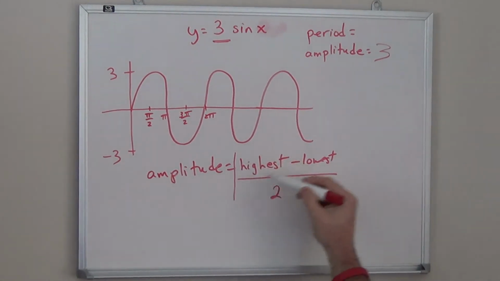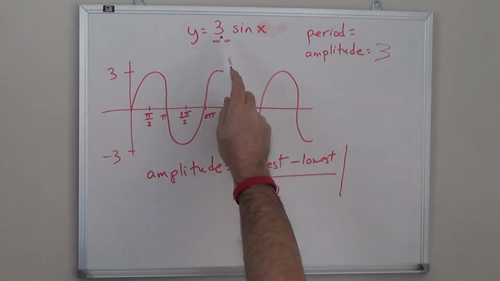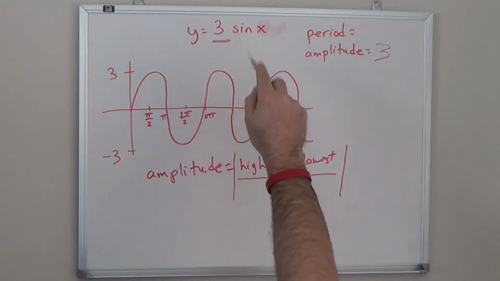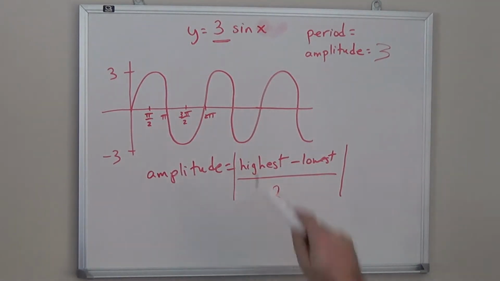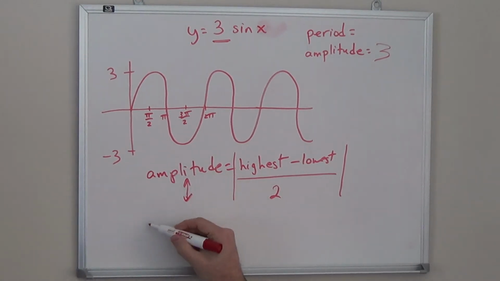One more thing to keep in mind with amplitude. It is always the absolute value of this. Amplitude is a distance, therefore it is always positive. If this were a negative 3 sitting out front there, the amplitude is just the absolute value of that number. So it's always going to be 3, regardless. So it should always be positive. So amplitude, remember, goes up and down.